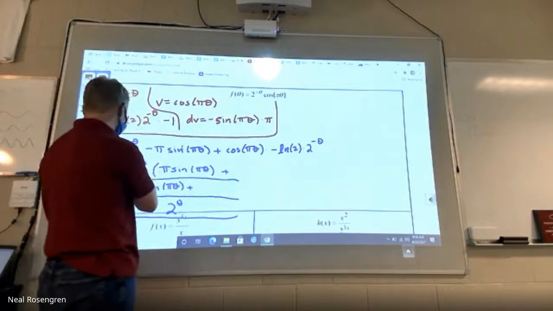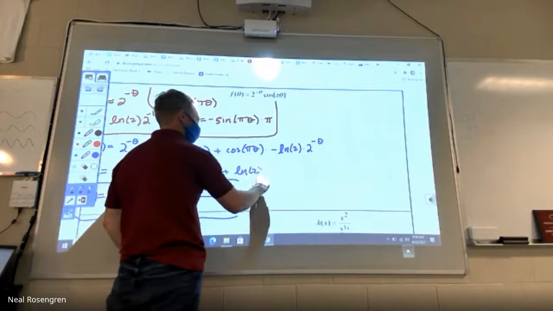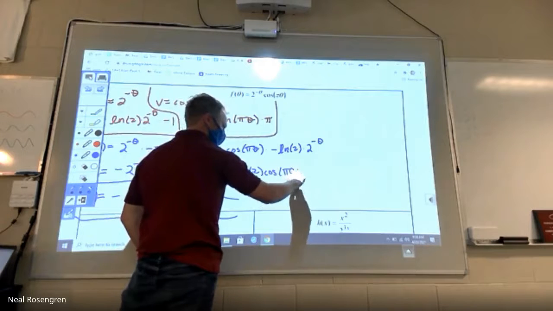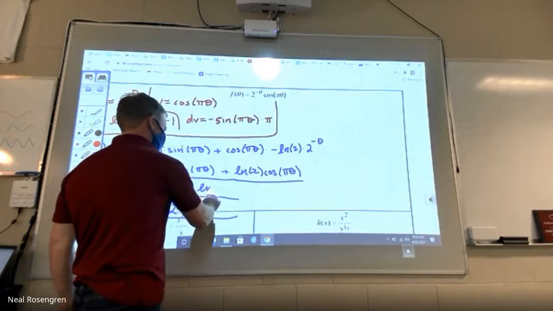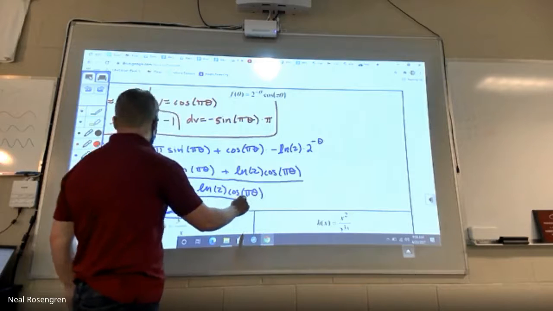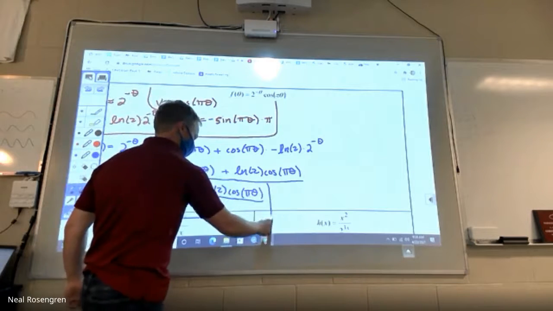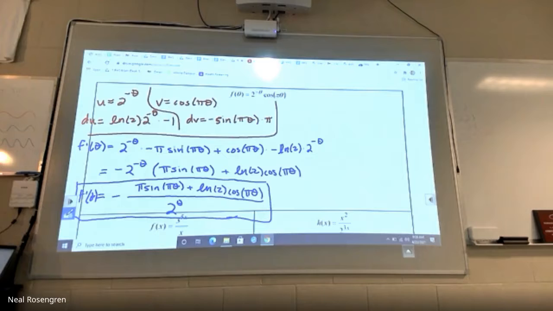Natural log. Because I pulled out the negative and 2 to that, I need the natural log of 2 cosine of phi theta. Thanks for catching that. So here, natural log of 2 cosine of phi theta. It's a lot to keep track of.